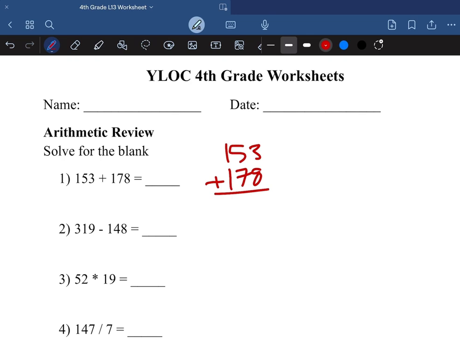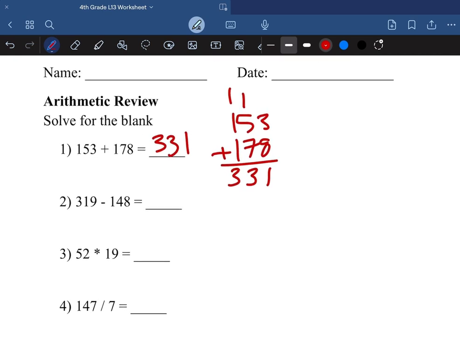8 plus 3 is 11. We carry the 1. 5 plus 7 is 12, plus 1 is 13. 1 plus 1 plus 1 is 3. So the answer for number 1 is 331. Number 2, we have 319 minus 148.